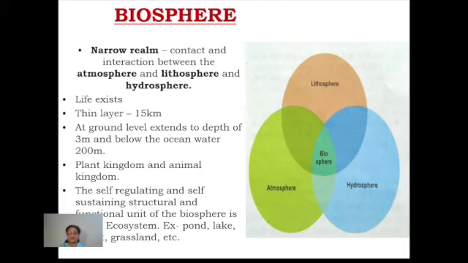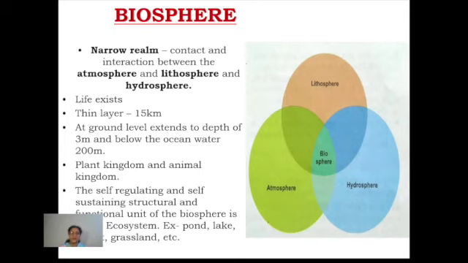And below the ocean water, you will find it goes till 200 meters of depth. That means till that level, we can find some or the other living beings can survive. So that is a part of biosphere, where any form of life is existing. There are two forms of biosphere. These are plant kingdom and the other is animal kingdom.